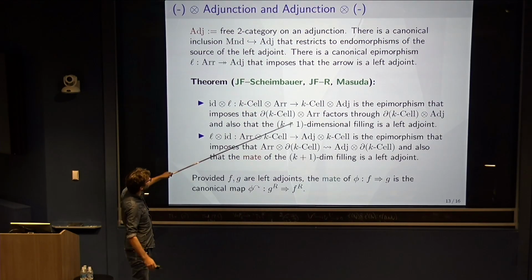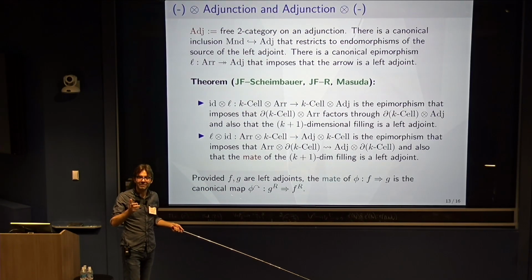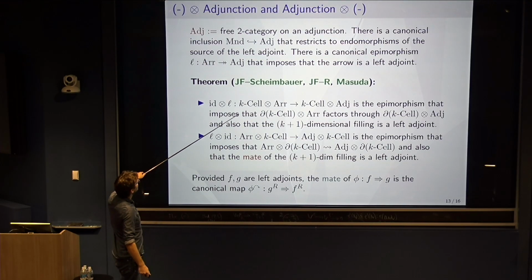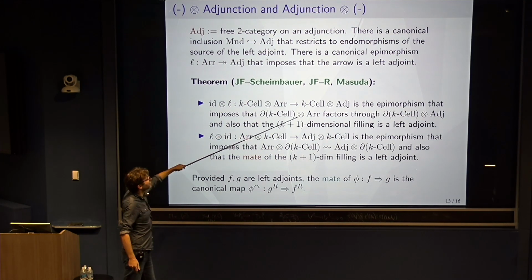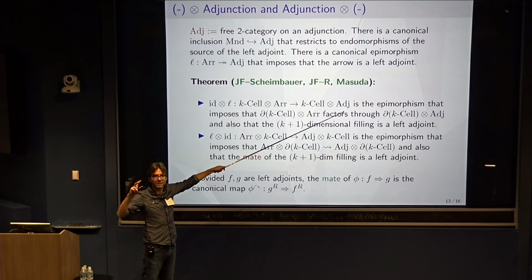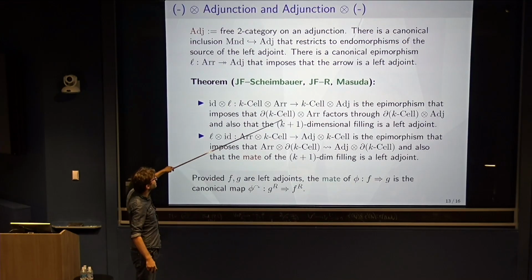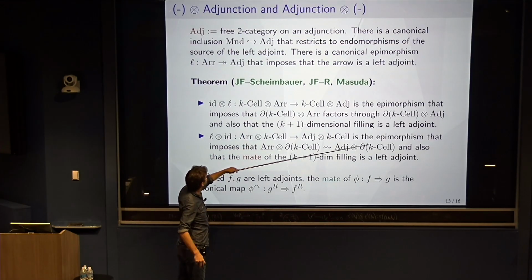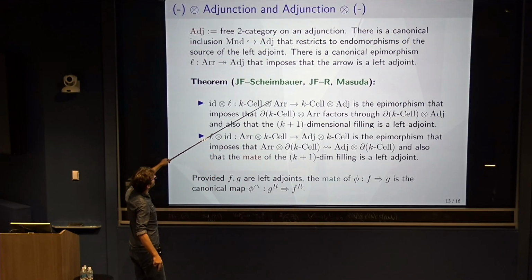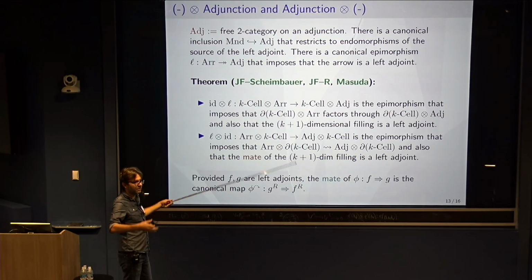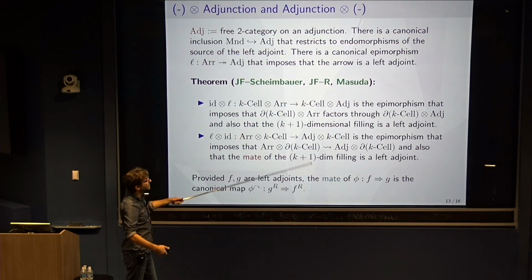If you multiply, remember, multiplying has a handedness to it in my world. So if I multiply on one side, then the rule is the following. What am I asking? I'm asking, what is the data if I give you a k-cell times an arrow, and I want it to factor through a k-cell times an adjunction, meaning that it should be adjunctable in the second variable. What do I have to do when I unpack that? The answer is, well, I have to factor the boundary through. Well, that's obvious. And then the only thing in a k-cell times an arrow other than its boundary is a single k plus 1 dimensional thing that fills it in. And all it has to be is a left adjoint.